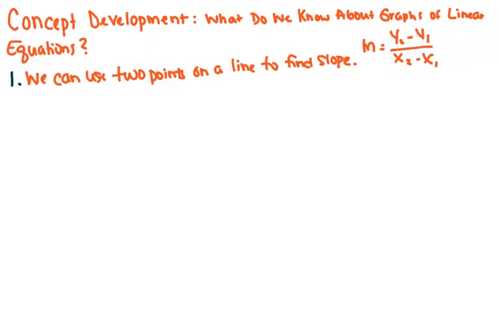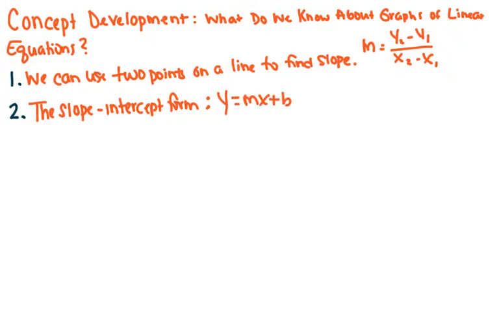We also understand, so for number 2, I'll write it in black again, that the slope-intercept form of a line is y equals mx plus b. And we have been using that in our examples. We also need to understand what the slope-intercept form is telling us. So we're going to add that too.